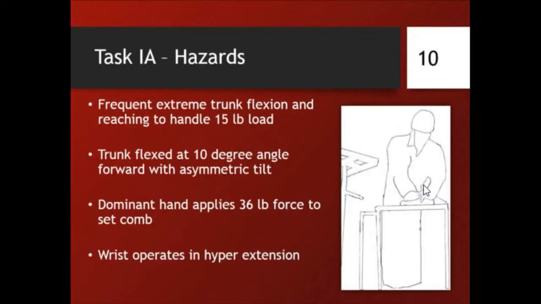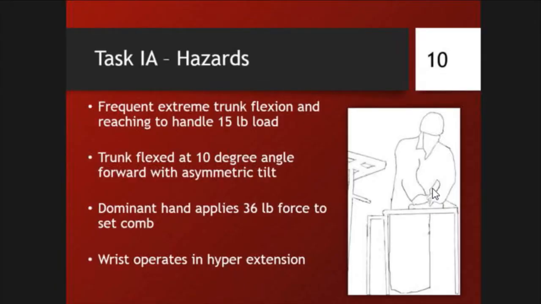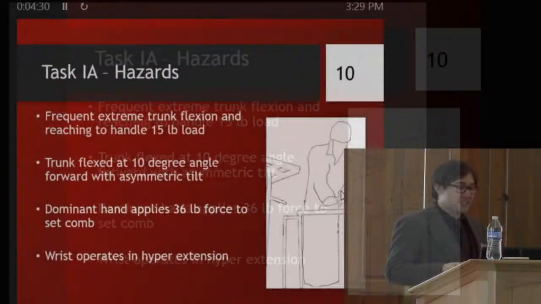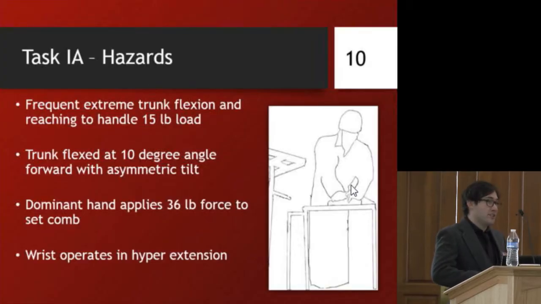The hazards with this task include frequent extreme trunk flexion, as well as a static trunk flexion of 10 degrees with an asymmetric tilt. The dominant hand applies a significant amount of force to the pork belly as well as the comb in order to insert the comb. And finally, the wrist operates in hyperextension the entire duration of the work cycle.